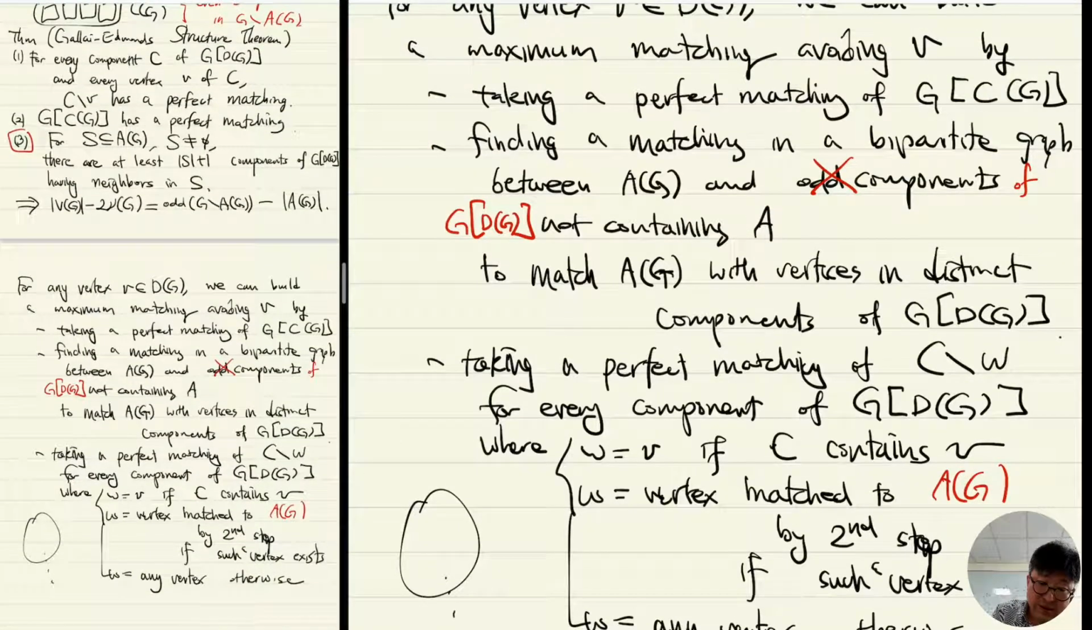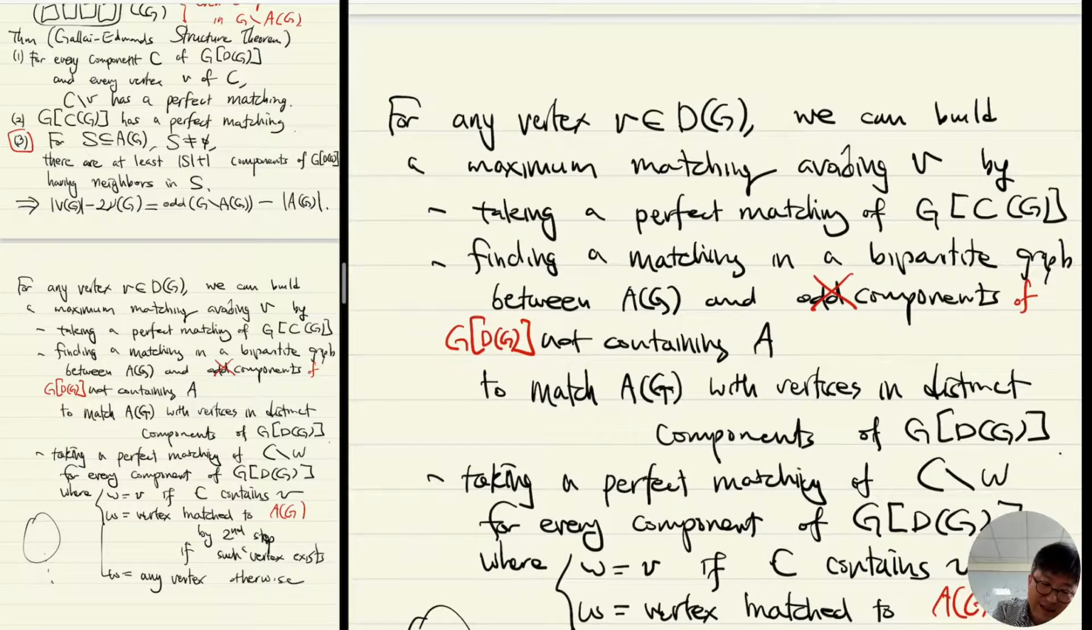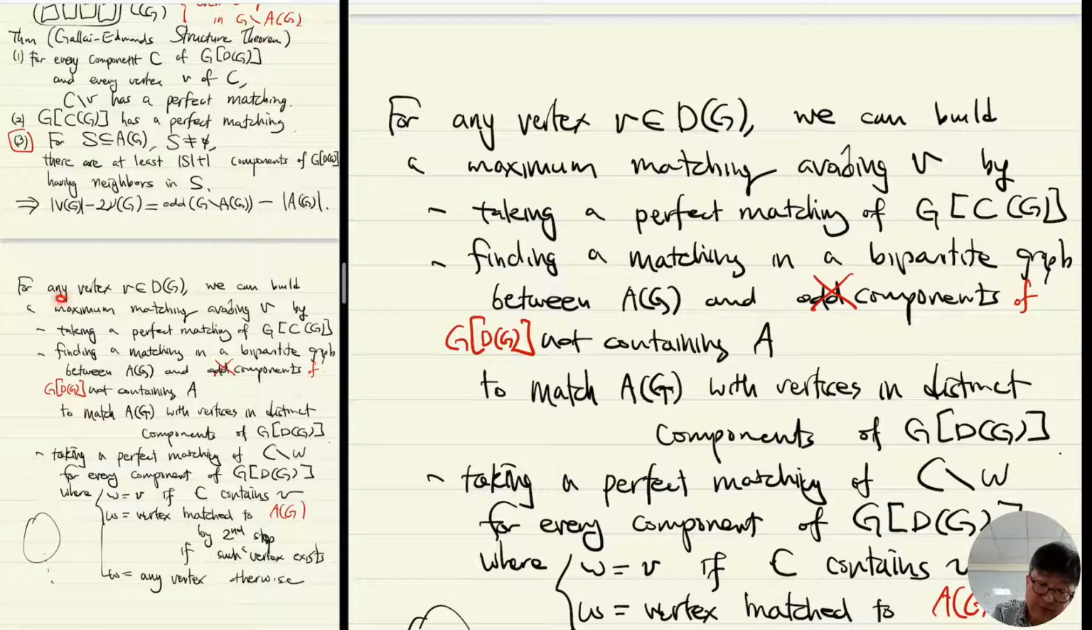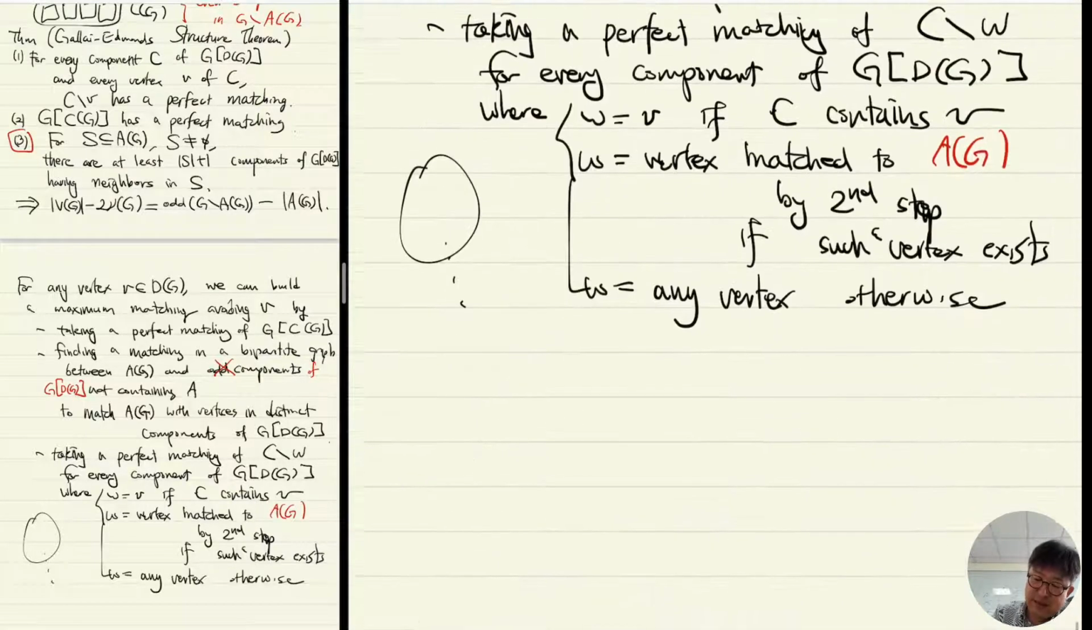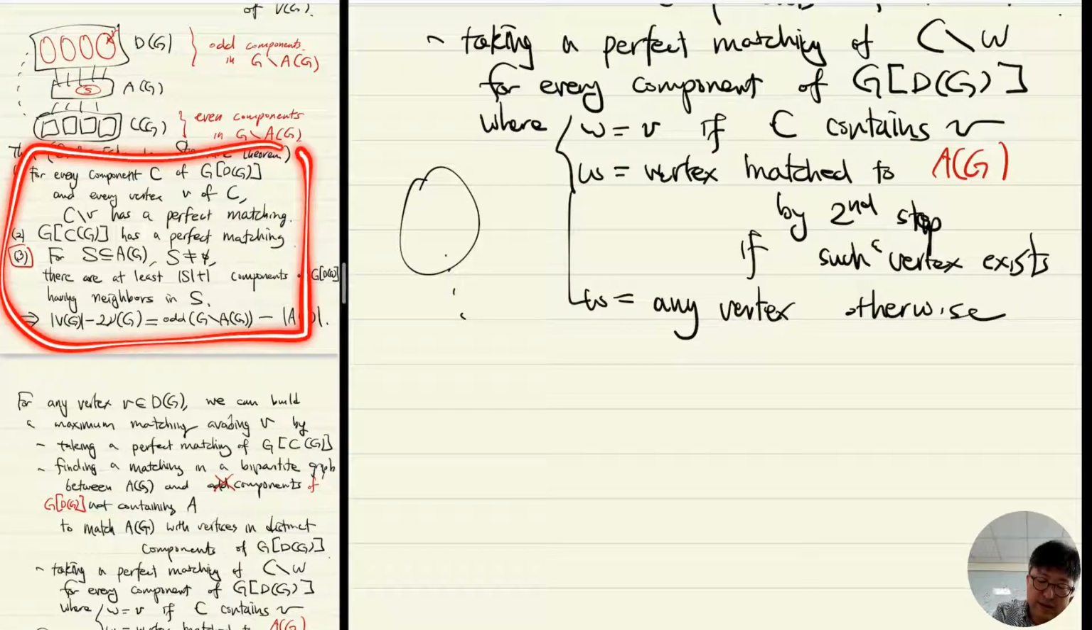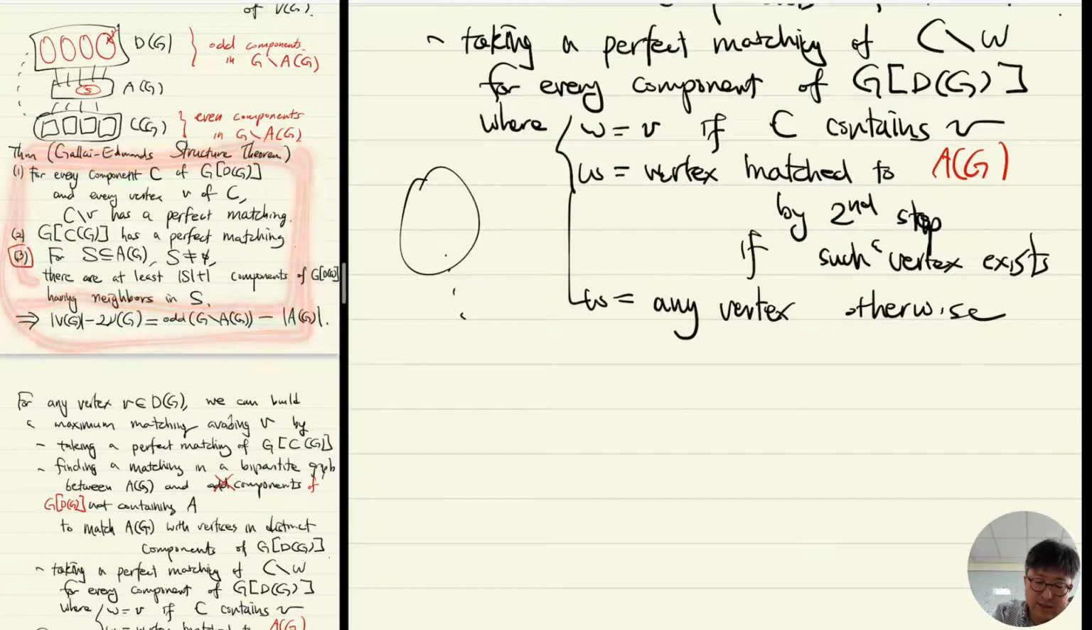So what I'm saying is, if we knew that this is true, then I can build them for any vertex. I can build the maximum matching, avoiding this particular vertex in D by these 3 steps, and that describes how you build the maximum matching, avoiding a particular vertex. Okay, so it's enough to prove this statement, this 1 to 3 statement, that will imply this and all these descriptions. Okay, so let's see how we prove it.